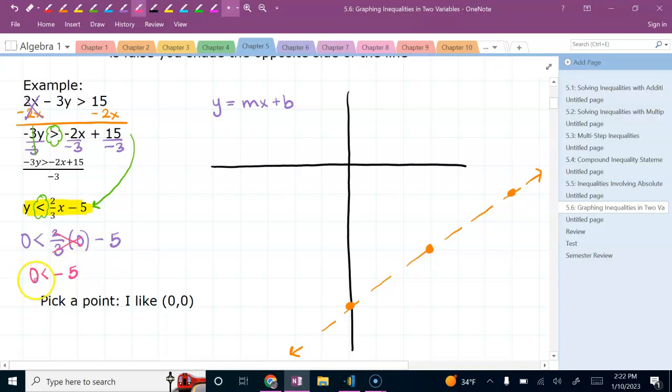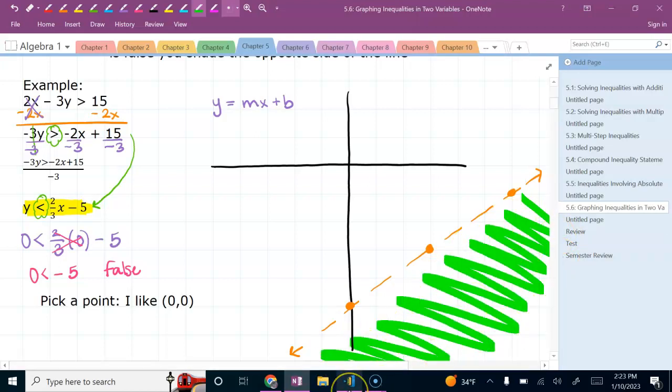So you have to ask yourself, is 0 less than negative 5? Well, no, it's not. 0 would not be smaller than a negative. So this is false, which means that we do not want to include 0, 0 in our shading. So we want to shade on the other side of the line where 0, 0 is not, which would be down here. And when I shade, I just kind of take my pencil, or if you have a highlighter that you want to use, or sometimes students will use a colored pen or a colored pencil, you just kind of color on that side of the line, just enough so I can see that this is the area that you're shading on.